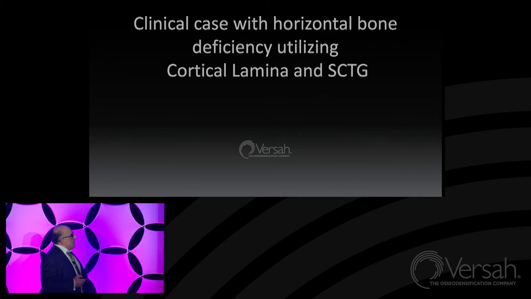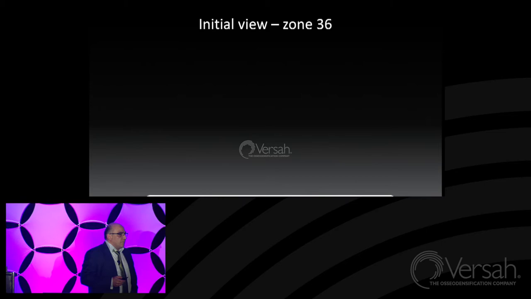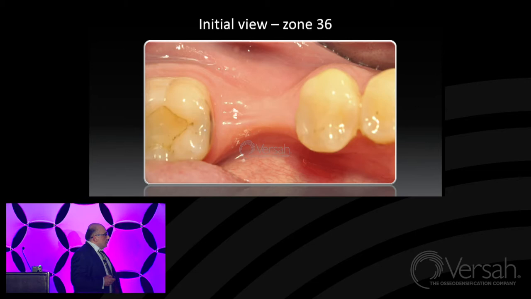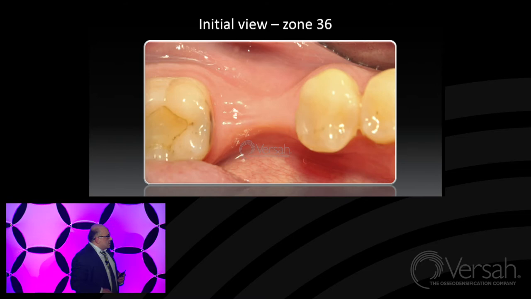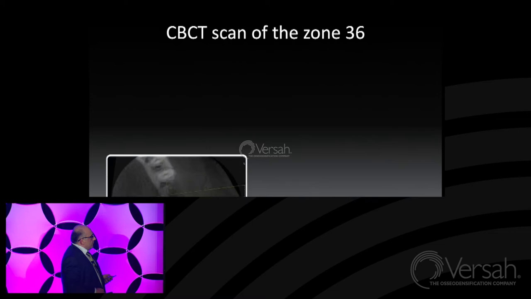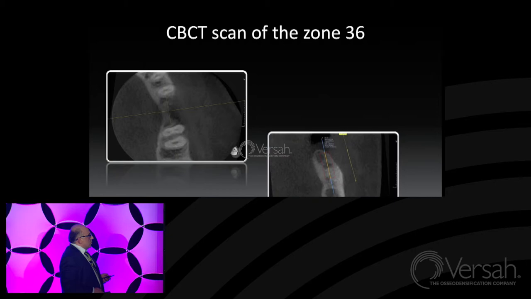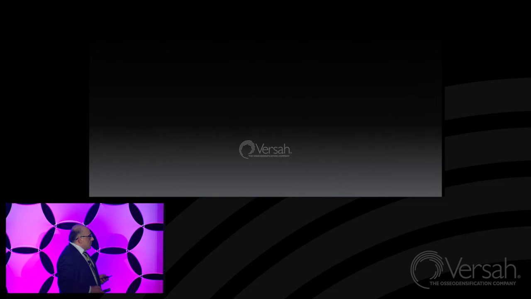This is a case of a deficient ridge, which we enlarged with the help of a cortical lamina. This is the zone of the lower first molar. Look at the thickness of the ridge. So it's not a usual case. We made the scans. We see that the ridge width is about 2.5 to 3 millimeters. We make some measurements and are ready to raise the flap.